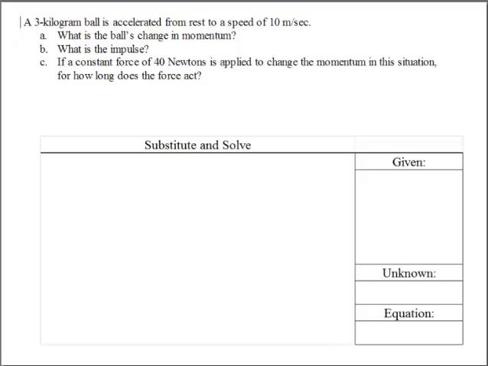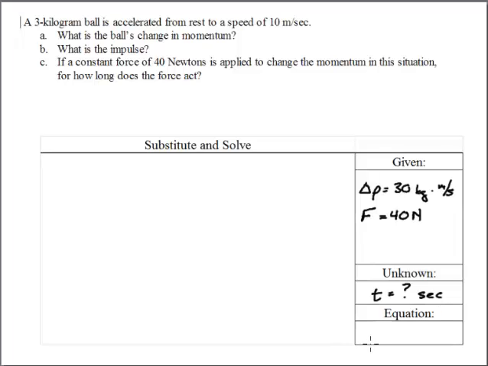Well, let's go solve for C now. If a constant force of 40 newtons is applied to the change in momentum in this situation, how long does it act? Well, considering that we just learned in the very first A and B, our change in momentum is 30 kilograms times meters per second. And we are applying a force of 40 newtons. We are looking for a time, and that's going to be in seconds.